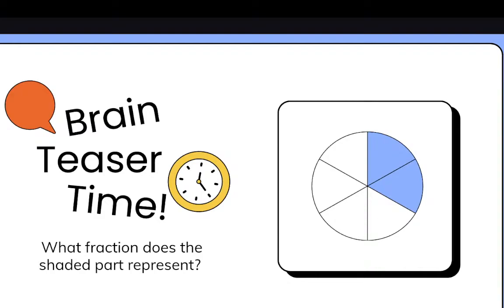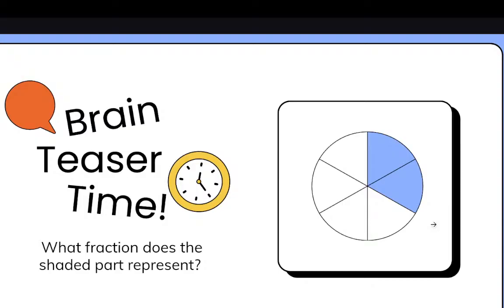So, let's remember, fractions always mean part of a whole. Here's a real life example. Imagine I order a pizza for the class. The pizza is cut into 6 equal slices. If I eat 2 slices, what fraction of the pizza did I eat? 2 out of 6, which is 2/6.